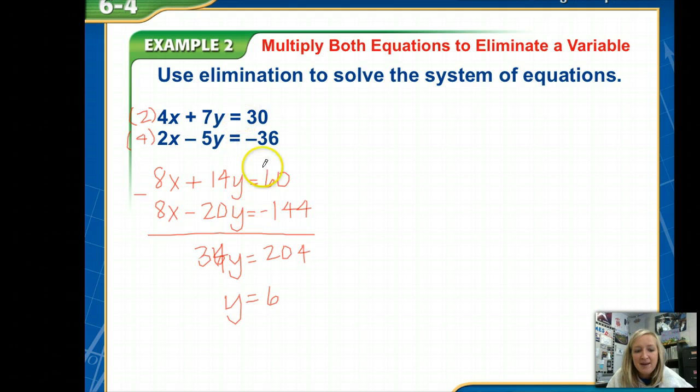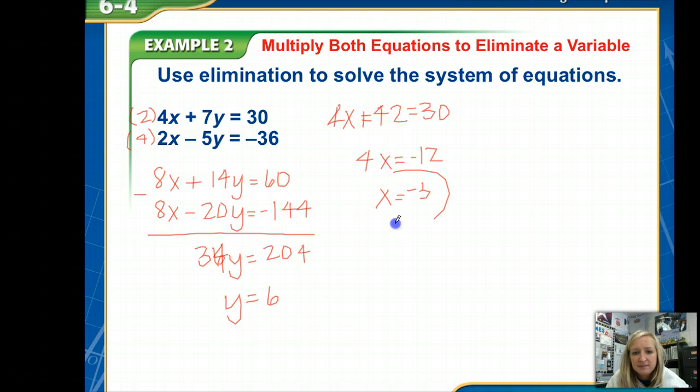Again, you can plug these back into any equation that you choose. I will plug it back into the first equation. I get 4x plus 42 equals 30. Subtract the 42, I get 4x equals negative 12, so x equals negative 3. My pen is being very glitchy now. Negative 3 and 6 is your solution.